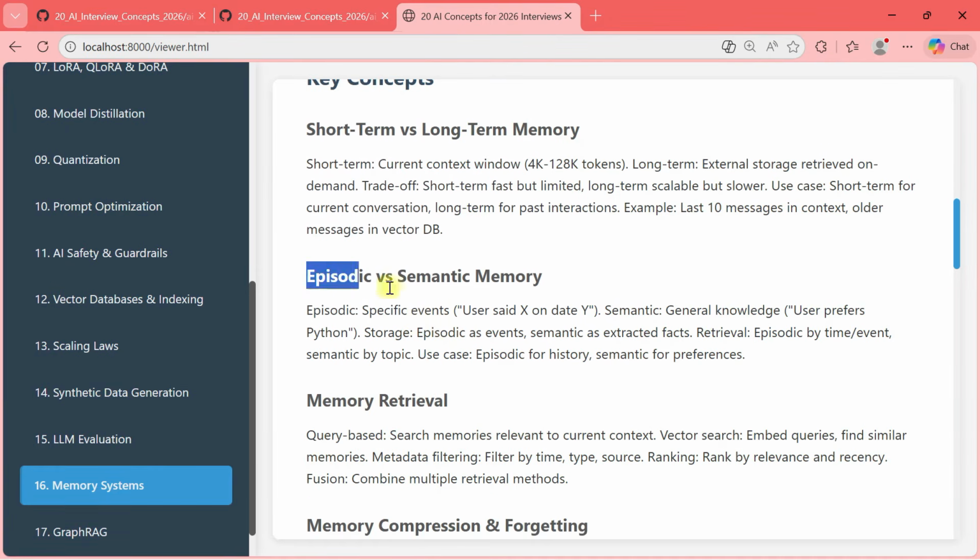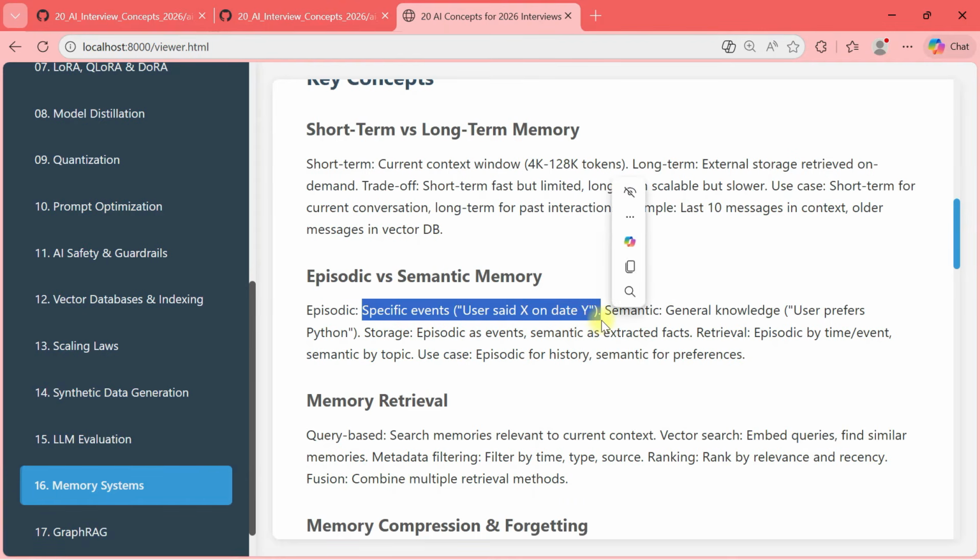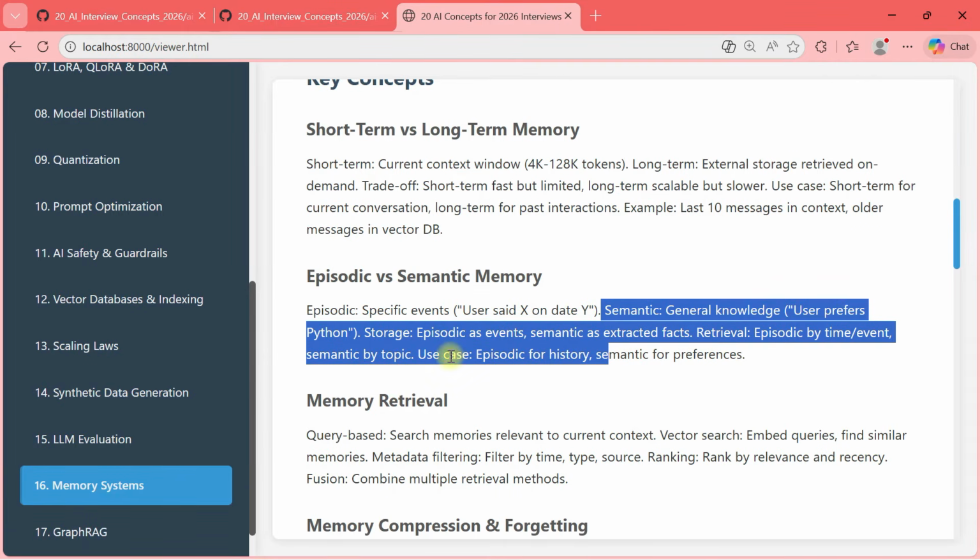Okay, what is episodic versus semantic memory? Episodic means specific events, like the Python example I gave you, right? User said X on date Y, so that is one episodic memory. Semantic memory is general knowledge, what the user prefers, that is a general knowledge kind of memory. A specific event is, let's say I told the LLM something on a particular day. Maybe I told it that today is my wife's birthday, so maybe the LLM will remember, okay, this is Aman's wife's birthday date. That is one kind of specific event memory. Then generic memory, then long memory, short memory, many types of memory here.